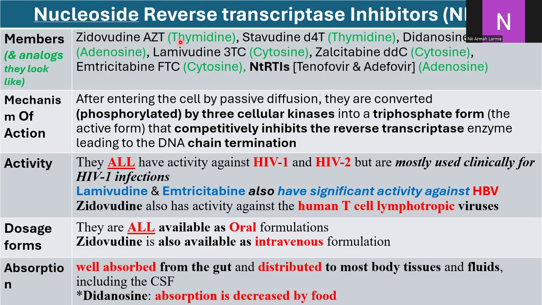So how do these drugs work? We have said they must all be phosphorylated. So after the drug has entered into the cell, it must be converted to the phosphorylated form. In other words, it must be activated. And they are activated by adding three phosphate groups. So the triphosphate form is the active form of the drug. And that is the one that competitively inhibits the reverse transcriptase enzyme. And once it's able to inhibit the enzyme, it results in terminating the DNA chain.